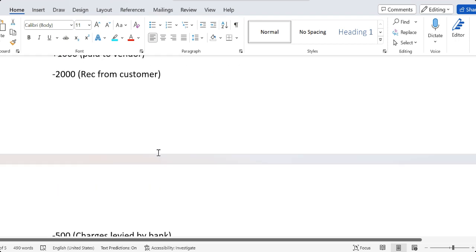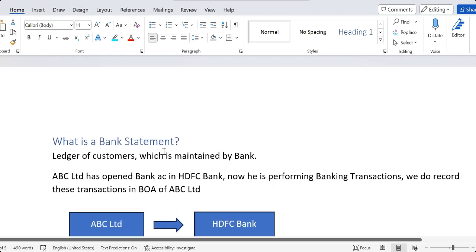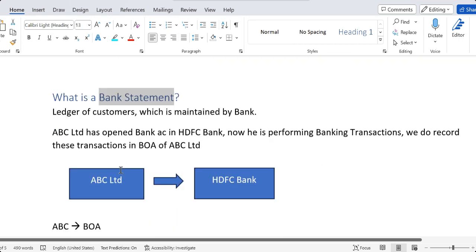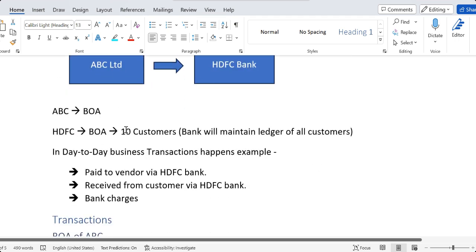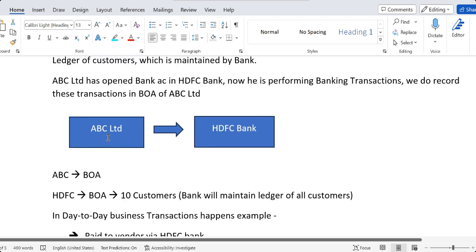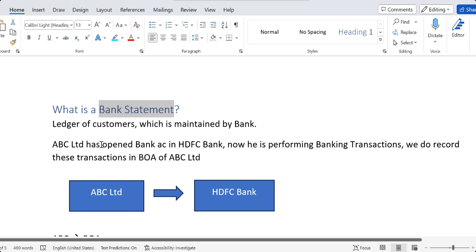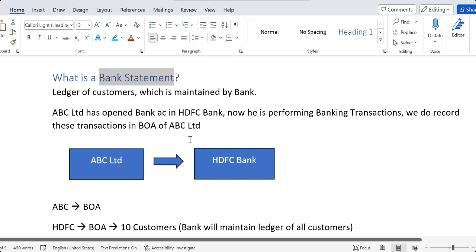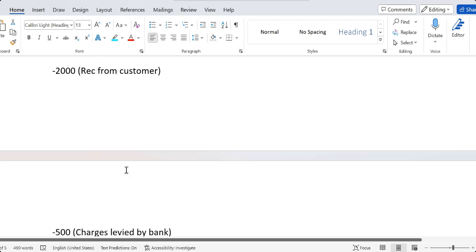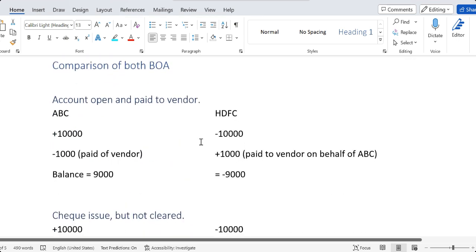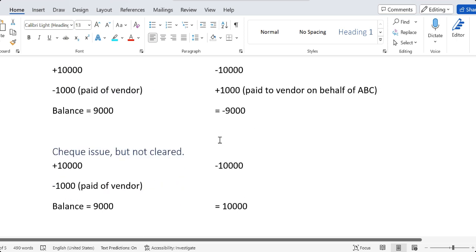So now we understand what a bank statement is, right? The main thing is that there are two parties, the bank and the company, or it could be an individual or a partnership firm. We have some transactions and both are managing their books of accounts. And the statement or ledger we get from the bank is called the bank statement for us.